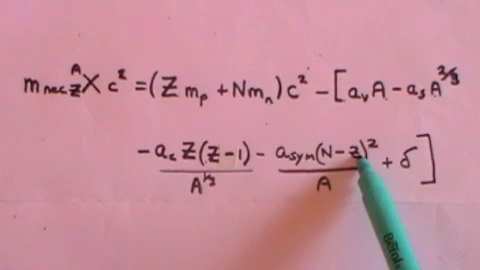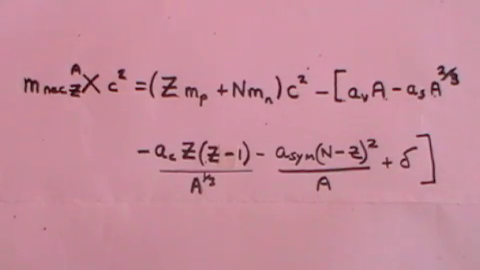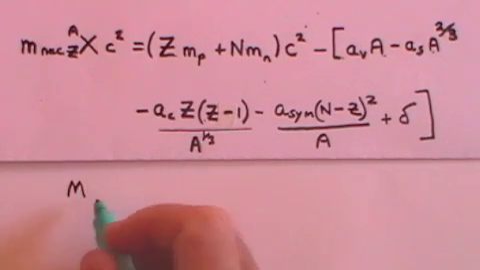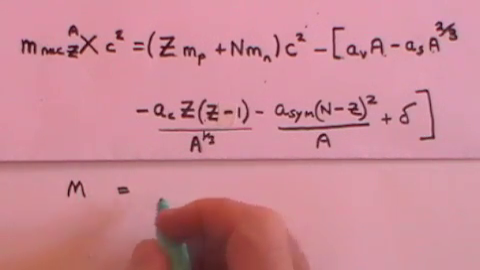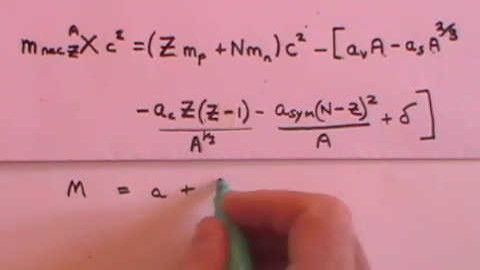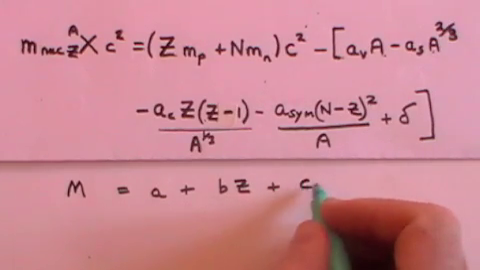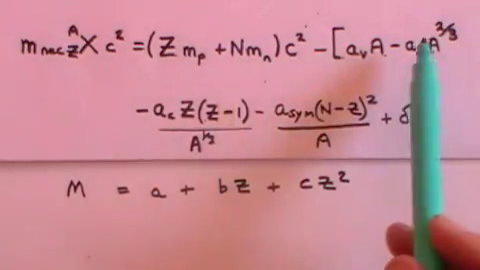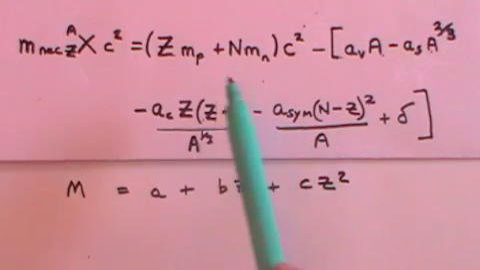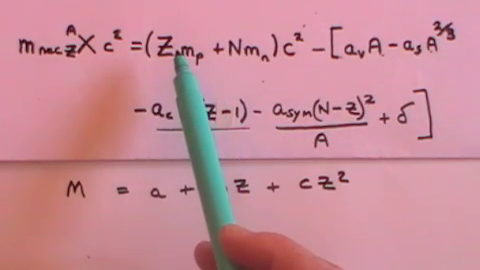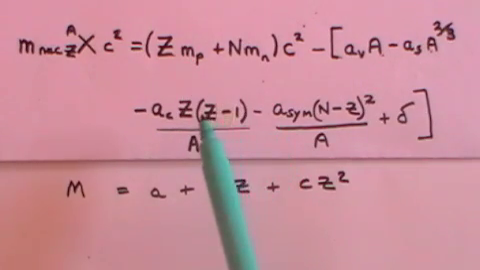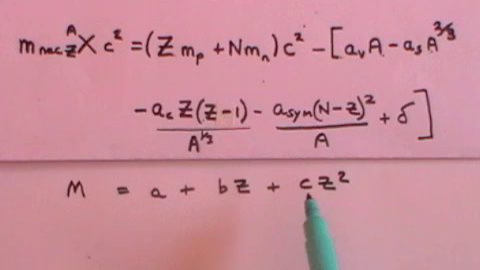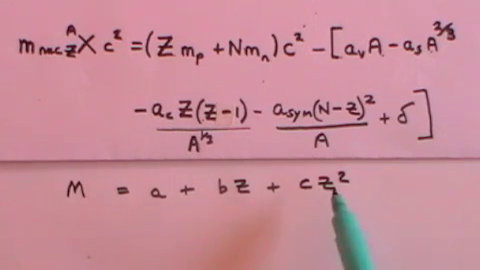In other words, you can say that the nuclear mass is going to be equal to a formula which looks something like A plus BZ plus CZ squared. You could rearrange this formula so all the constants were brought together as A, all the values of Z on their own were brought together with a constant B in front, and all the values of Z squared were brought together with the value C in front. That is a quadratic equation in Z, and it is of course a parabola.